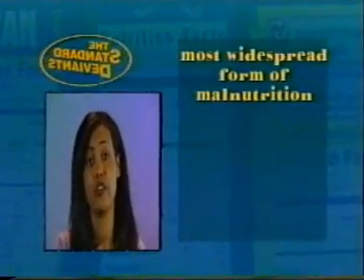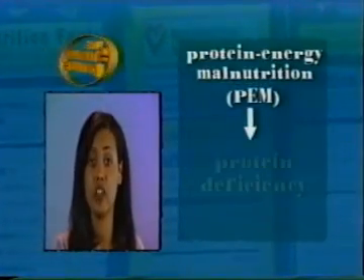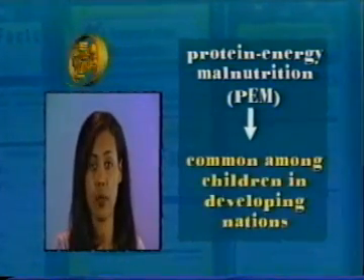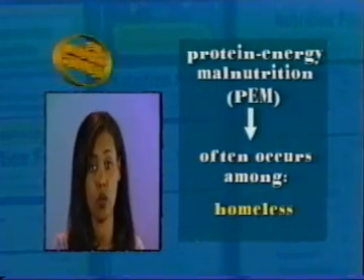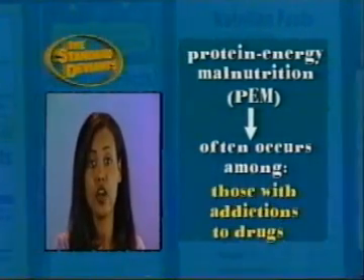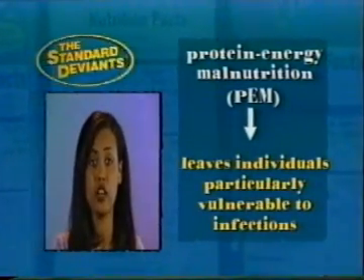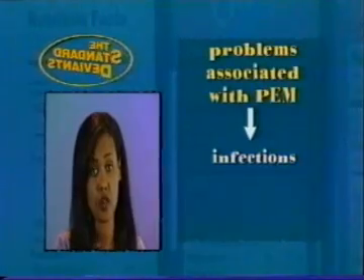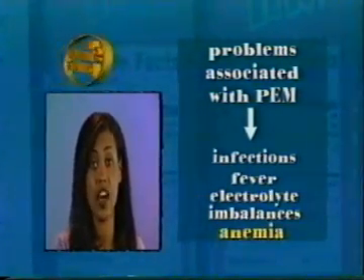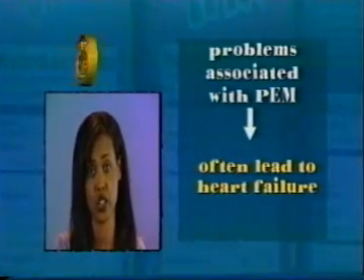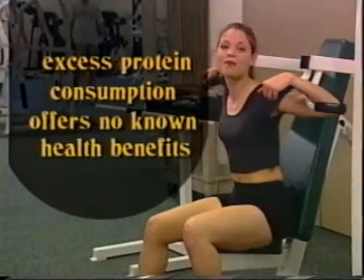The most widespread form of malnutrition is protein energy malnutrition, PEM. This is commonly known as protein deficiency. PEM is common among children in developing nations. In the United States, PEM occurs often among the homeless, the poor, the elderly, and those with addictions to drugs and/or alcohol. PEM leaves individuals particularly vulnerable to infections. These infections and other problems associated with PEM, such as fever, electrolyte imbalances, and anemia, often lead to heart failure even among children.